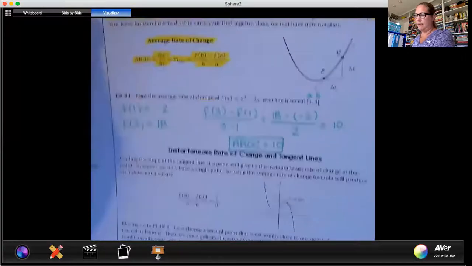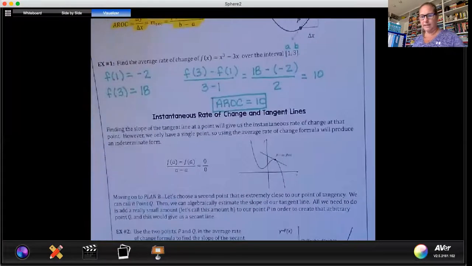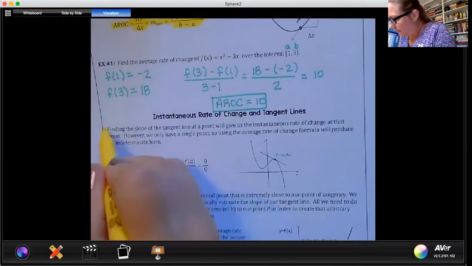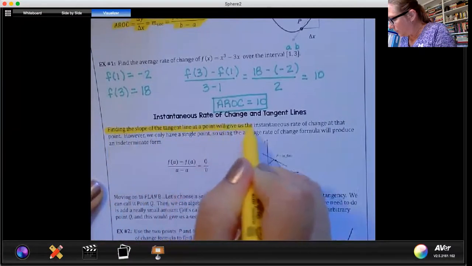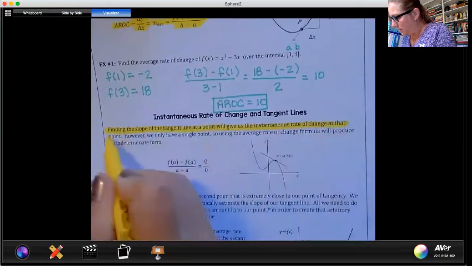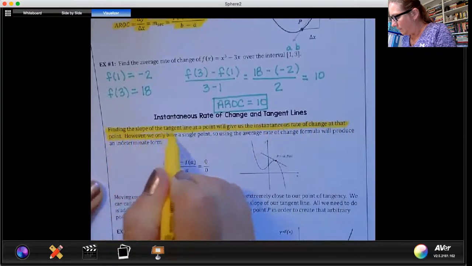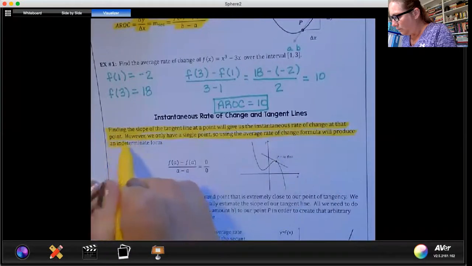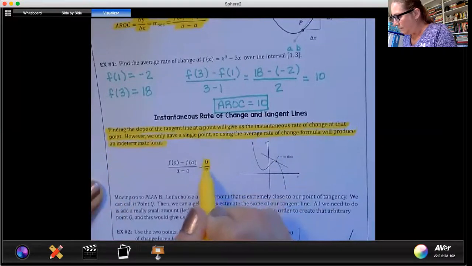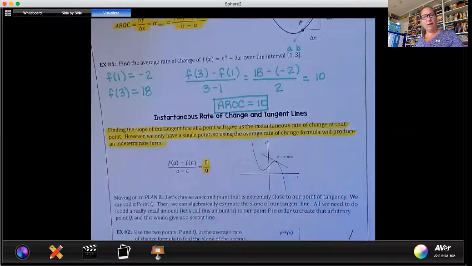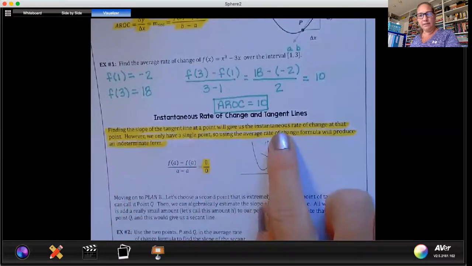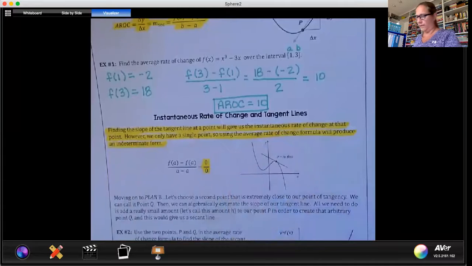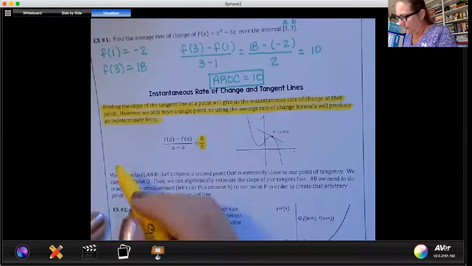Now we've talked about the average rate of change. Now we're going to look at the instantaneous rate of change and tangent lines. Finding the slope of the tangent line at a point will give us the instantaneous rate of change at that point. However, we only have a single point, so using the average rate of change formula will produce an indeterminate form. Remember that the average rate of change formula is over an interval, whereas the slope of the tangent line, our instantaneous rate of change, will be at a specific point. So we need to have another plan.